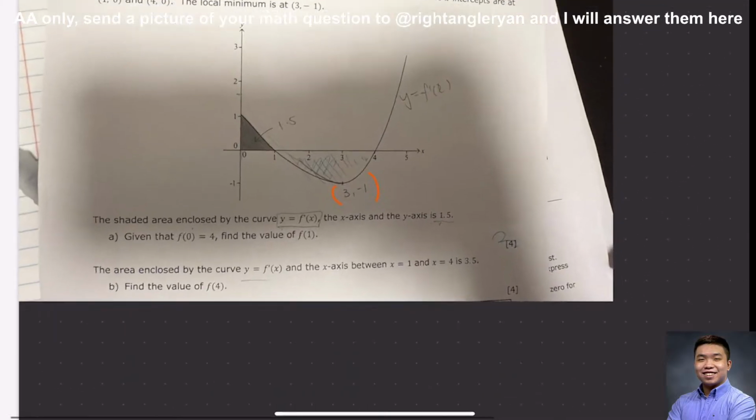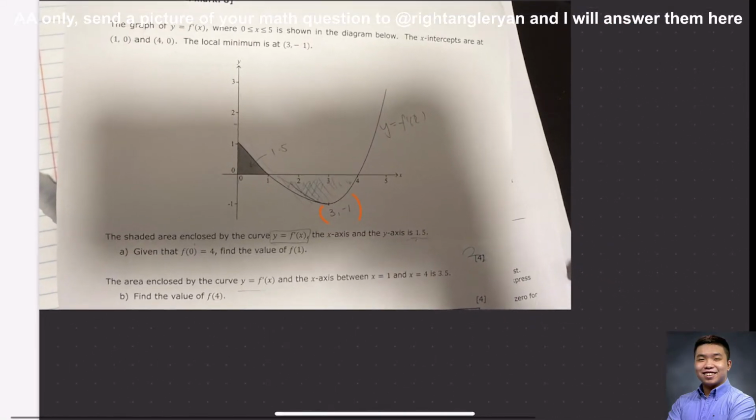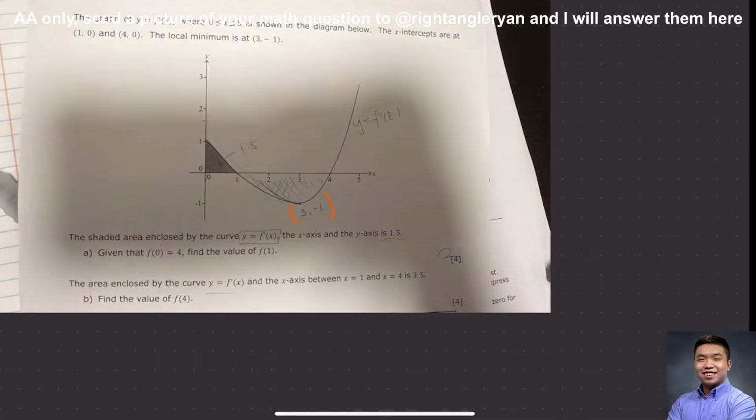Okay, so what does this mean? We need to integrate. Oh, we don't have the function. If we don't have the function, we want to find f(1). So if we're going to integrate from 0 to 1 of f prime x dx, this gives us 1.5.